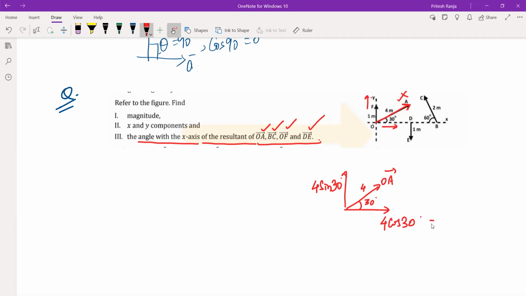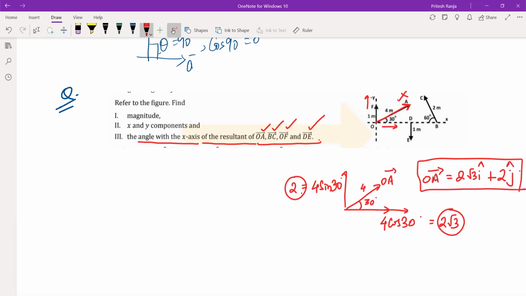So 4 cos 30, that is 2 root 3. 4 sin 30, that is 2. So OA vector we can write it as 2 root 3 along x-axis. So 2 root 3 i cap plus 2 along y-axis. So 2 j cap. So before moving ahead, let me know, did you all understand this? How did we get OA vector?